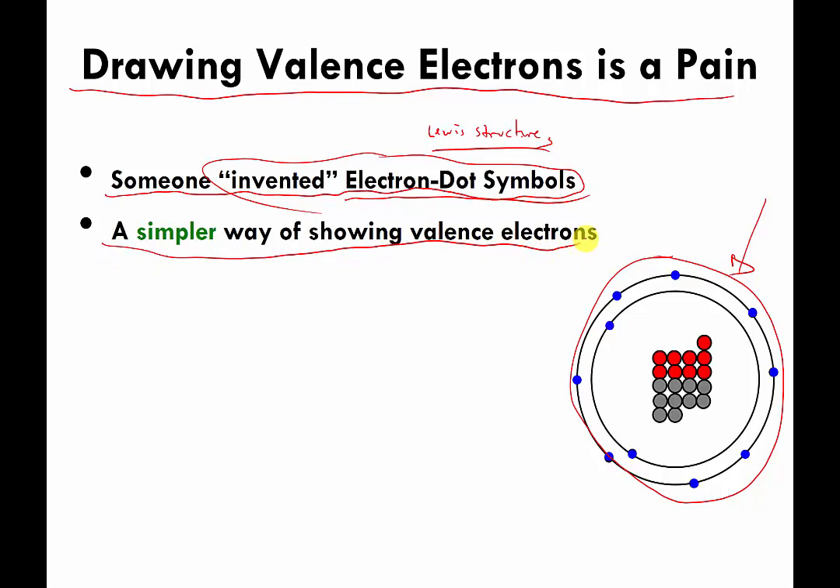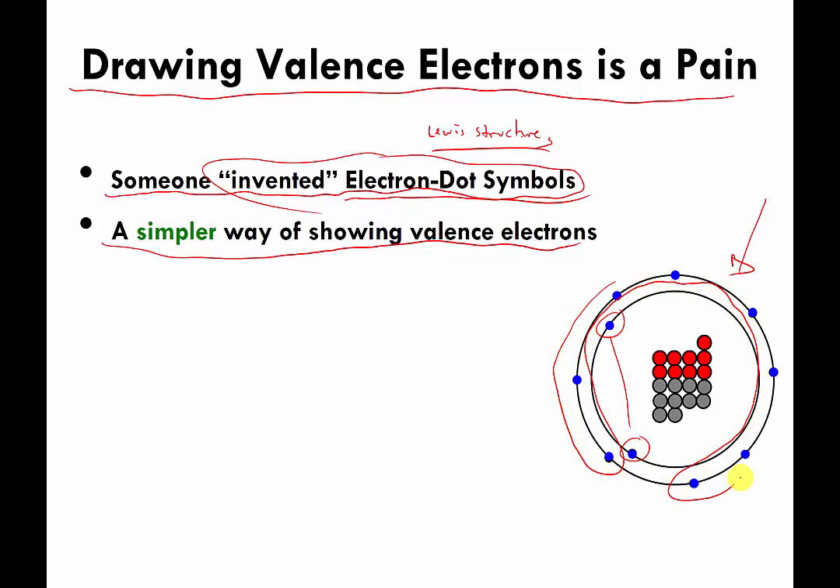So the idea here is that most people will not care so much about the electrons that are in the innermost shells. It turns out that a lot of times the most important electrons are the electrons that are in the outermost energy level. So the ones that I'm kind of circling here, they are in the outermost energy level. They are the valence electrons. And it turns out that the valence electrons control the way that atoms attach to each other. So a lot of times people want to ignore the inner electrons. And this is what Lewis structures do. It's a simpler way of just showing valence electrons.